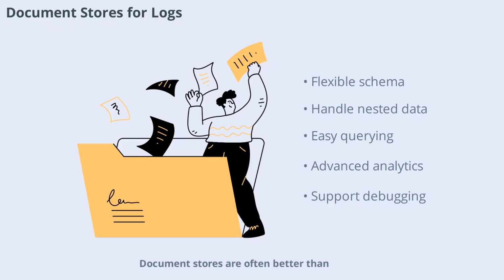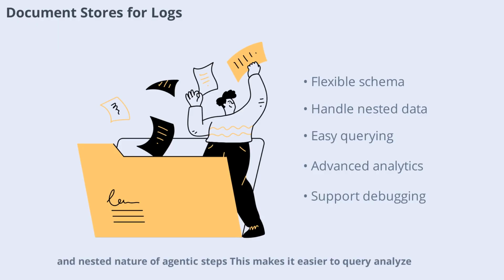Document stores are often better than relational databases for storing LLM conversation logs. Their flexible, schemaless structure accommodates the variable and nested nature of agentic steps. This makes it easier to query, analyze, and visualize complex interactions, supporting advanced debugging and analytics.